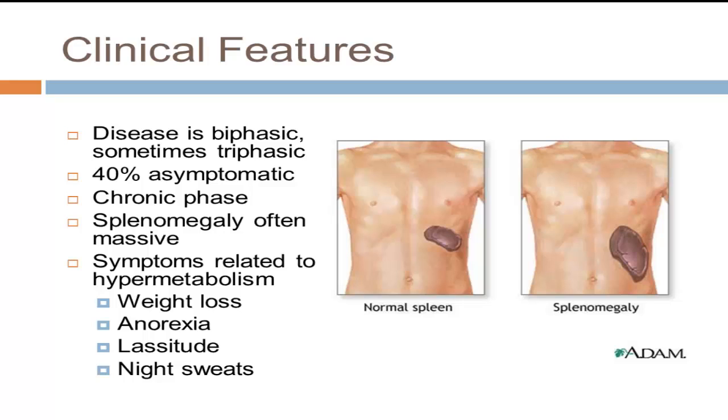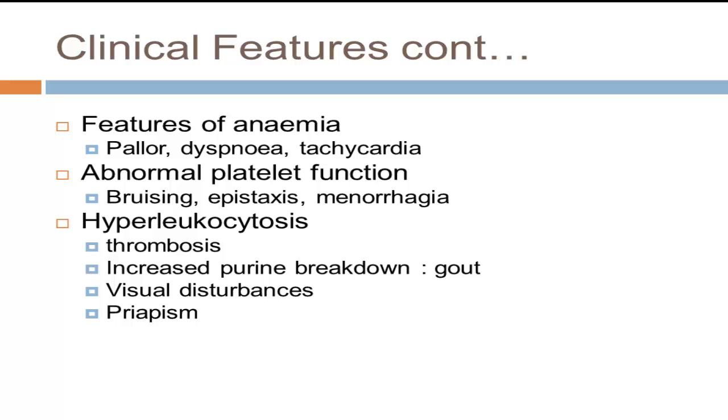Clinical features. Disease is biphasic and sometimes triphasic. 40% is asymptomatic. Chronic phase. There is splenomegaly, often massive. Symptoms related to hypermetabolism: weight loss, anorexia, lassitude, night sweat. Features of anemia like pallor, dyspnea, tachycardia. Abnormal platelet function like bruising, epistaxis, menorrhagia.